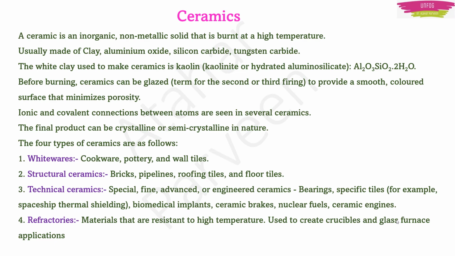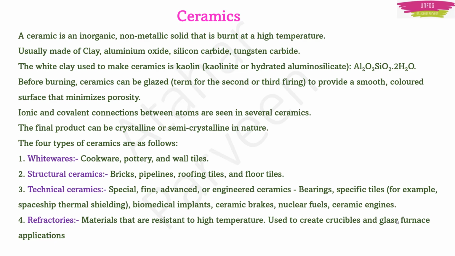Then ionic and covalent connections are there between these atoms in many ceramics. Now the final product can be crystalline or semi-crystalline in nature. The final product means the product after glazing and burning and all that. When the product is ready, then it will be crystalline or semi-crystalline in nature. There are 4 types of ceramics. First are whitewares. For example, the cups and saucers we use in our kitchen, right? So they are the whitewares.